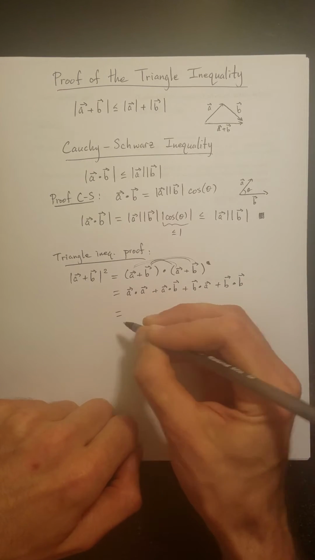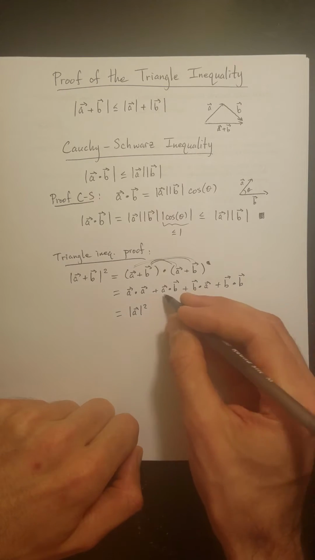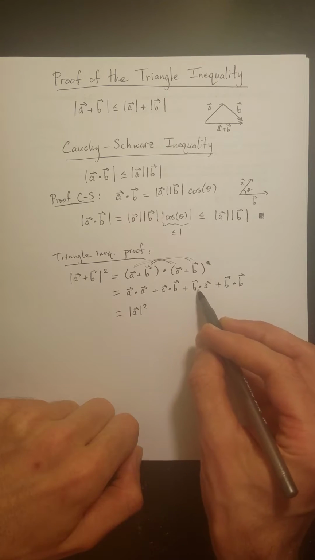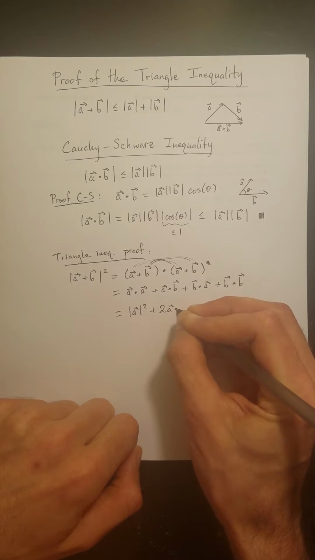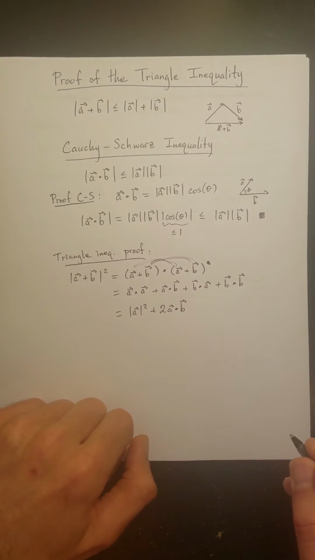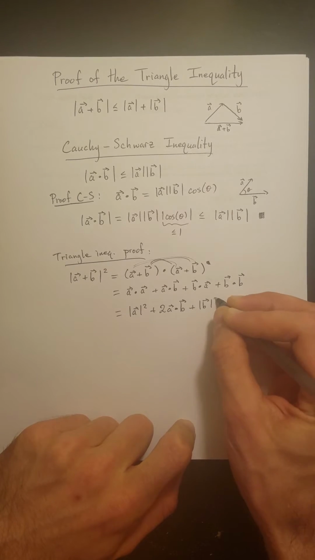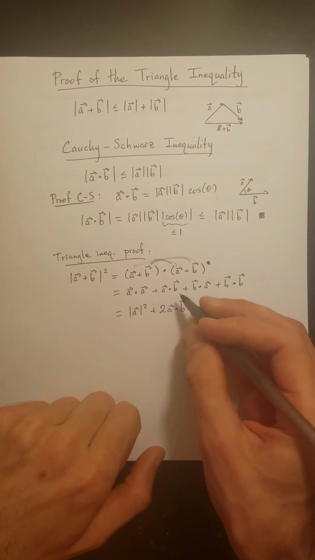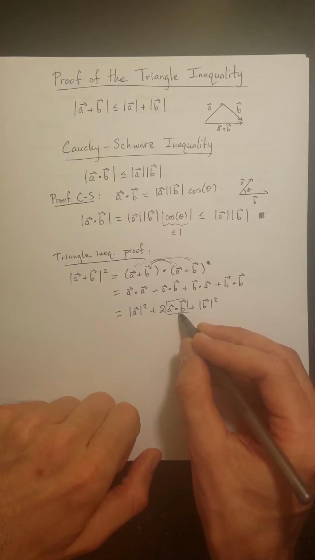But like we were just saying, we know that a dot a is just the length of a squared. Like I said, we have the commutative property, so a dot b is equal to b dot a. So this is really just 2 times a dot b. And then b dot b is just the length of b squared. Okay, we're basically there.